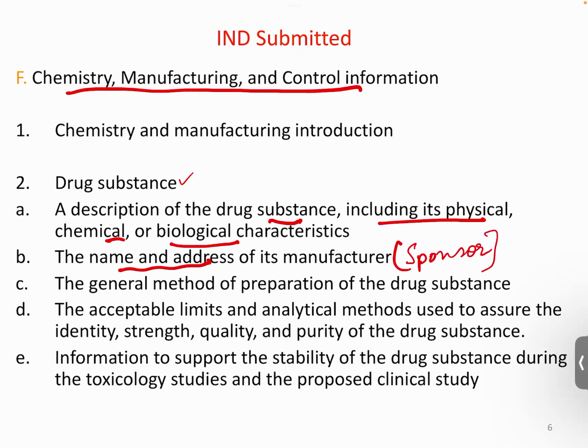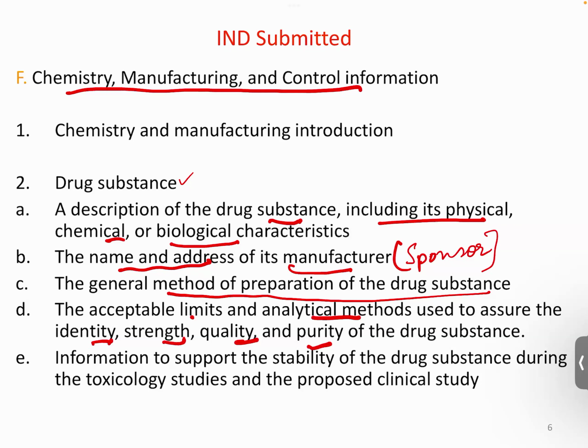This is very important because sometimes the manufacturer is different and the trial is done by some other company. That also happens. A small company develops the molecule, and a big company does the clinical trials, because those are expensive. General method of preparation of drug substances, how you are preparing this, what the acceptable limits are, and analytical methods used to ensure identity, strength, quality, and purity of that particular molecule. Also the stability data, because we are going to do a clinical trial.